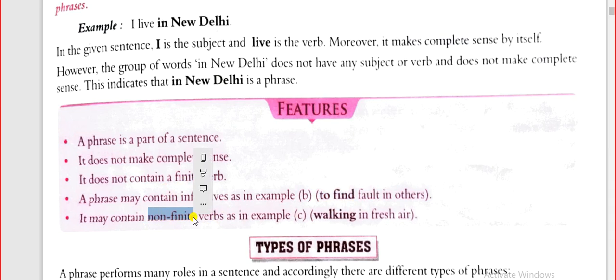Answer is here. It may contain non-finite verbs. So "to find" is the infinitive. "Walking" is the gerund. When -ing is added to the first form of the verb, it becomes a gerund.